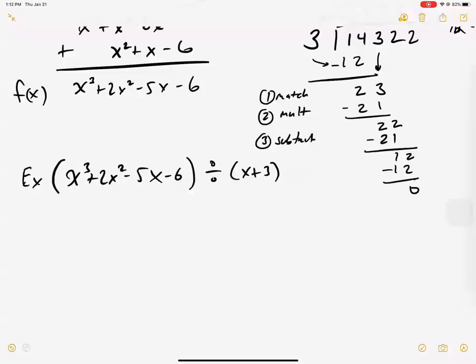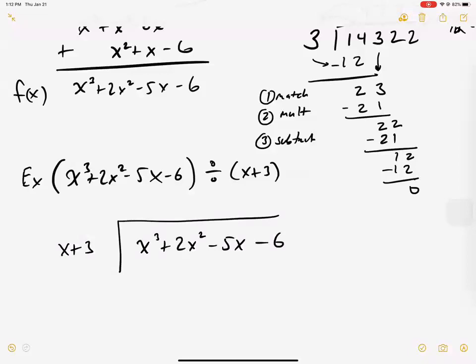Now, does it look like it would work? No, not really. It's not obvious. So that's set up anyways. So here we go. We write x plus 3 on the outside, and we write x cubed plus 2x squared minus 5x minus 6.